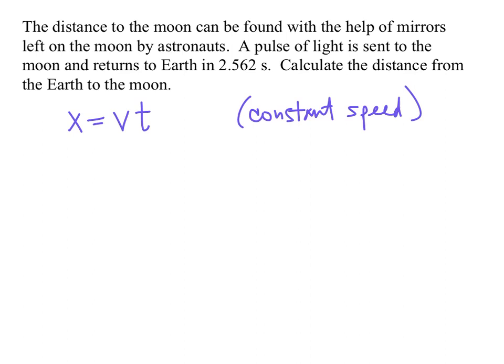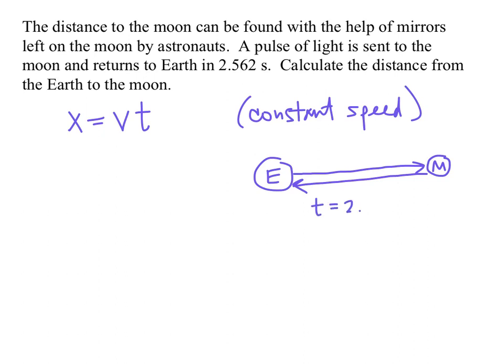So let's sketch this out so we make sure we understand what's going on, not just grab values and plug them in. The distance to the moon can be found with the help of mirrors. So we send a pulse of light from the Earth. Okay, so here's the Earth. So the light is going to go here. It's going to hit the moon. And then the pulse of light returns back to Earth. And then that's the time that we measure. So the time to go there and back is 2.562. This is the full round trip.